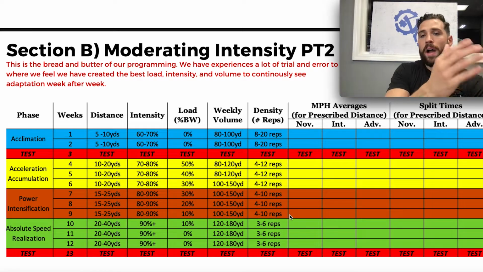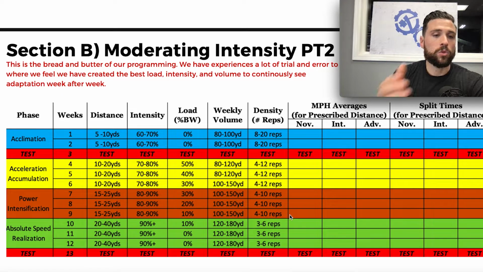Working in this graph from left to right, you can see our acclimation phase. We know the weeks, the distances, and the intensity. But notice load. Load refers to how much load is on the body. Are we working at body weight? Percentage of body weight: 0% during acclimation.